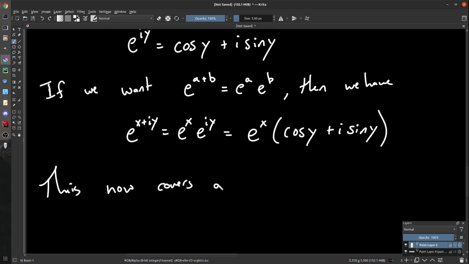This now covers all complex numbers, z equals x plus iy in C. Hey, how about this? We have just independently come up with a reasonable candidate for the complex analog of e to the x, of the exponential function.